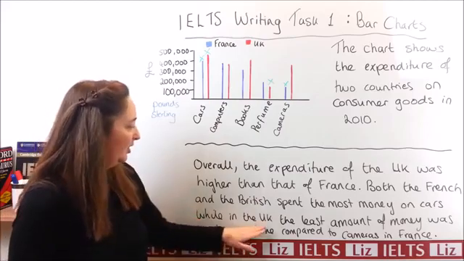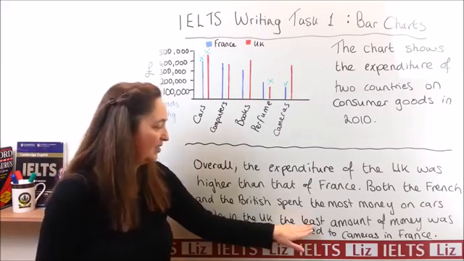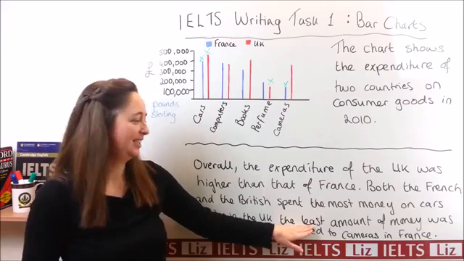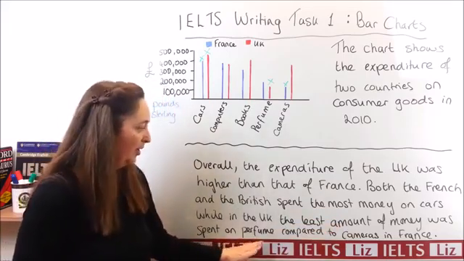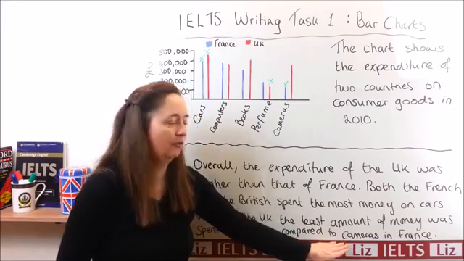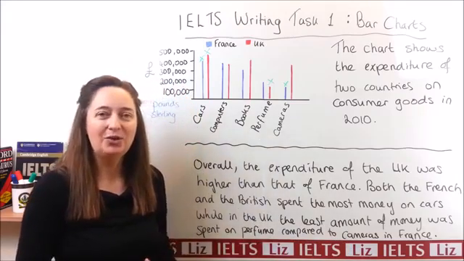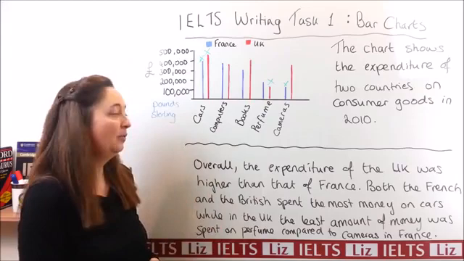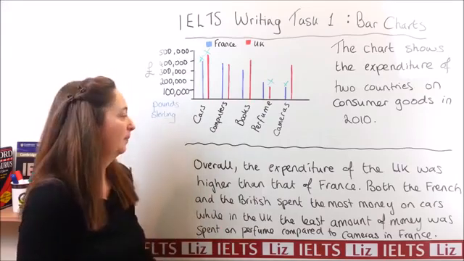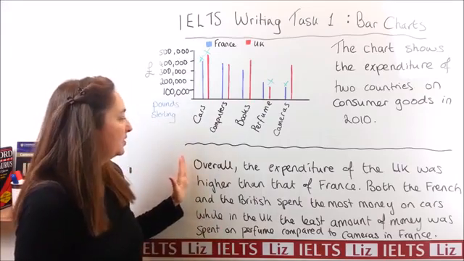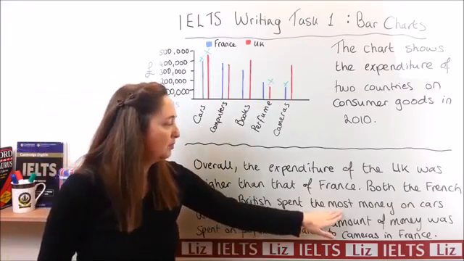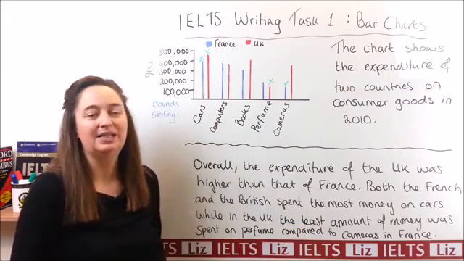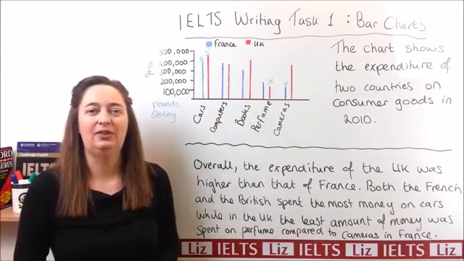While in the UK, the least, again this is a superlative, the least amount of money was spent on perfume compared to cameras in France. So in total, in this overview, we've got 3 key features. We've got which one was higher than the other overall, and we've got the most money spent and the least money spent. 3 key features.